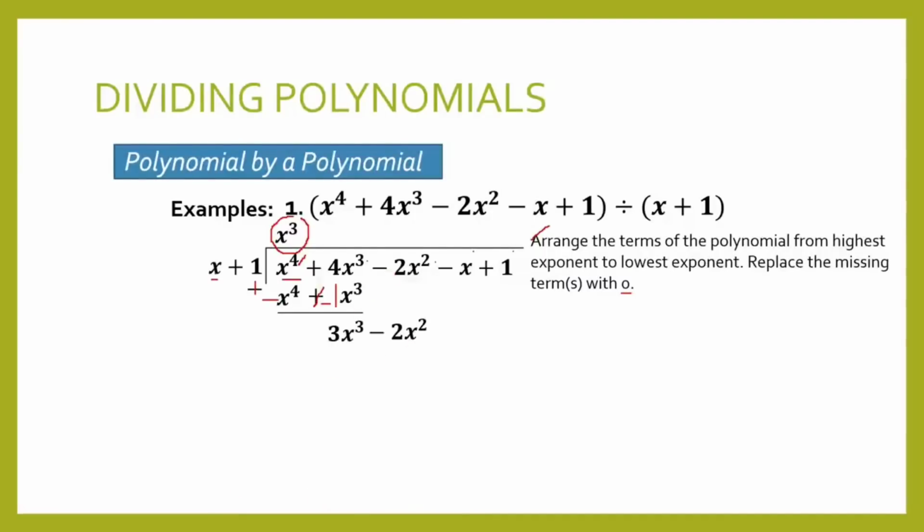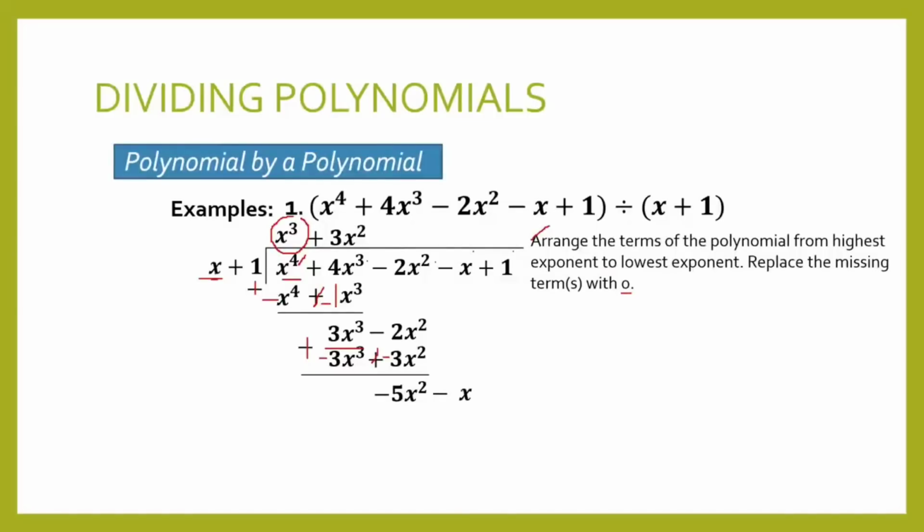Then we divide 3x cubed by x. So 3x cubed divided by x is equal to 3x squared. And again, we multiply 3x squared times x. The result is 3x cubed. And 3x squared times 1 is equal to positive 3x squared. Again, we subtract. This will be addition. And then the sign will be negative. This will also be negative. And if we add that, the result is negative 5x squared.